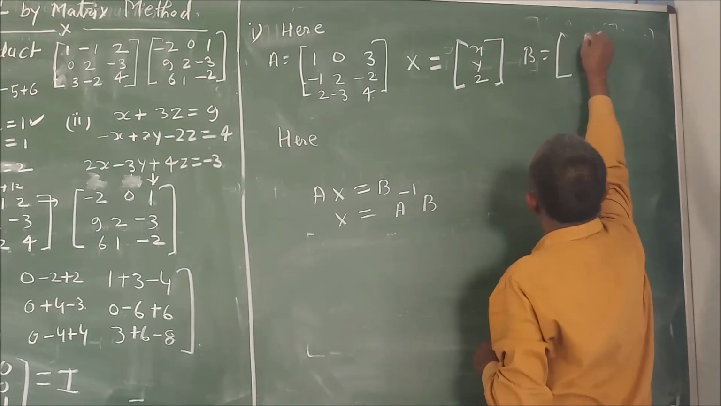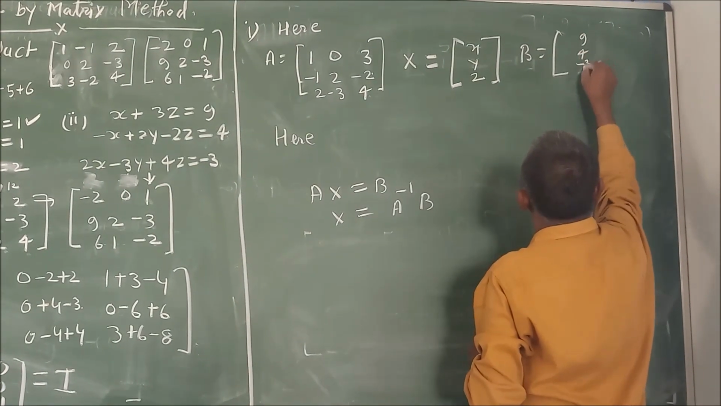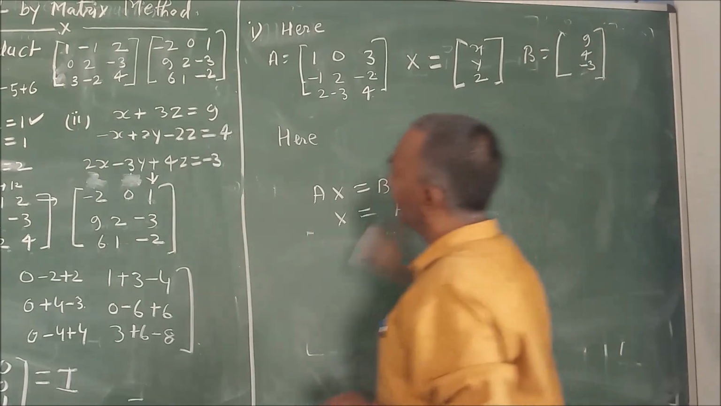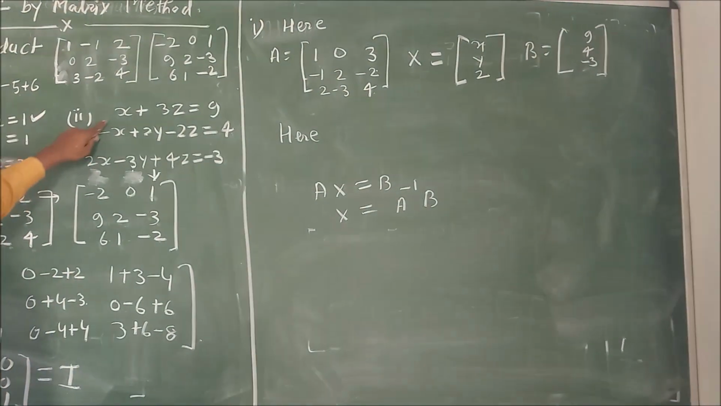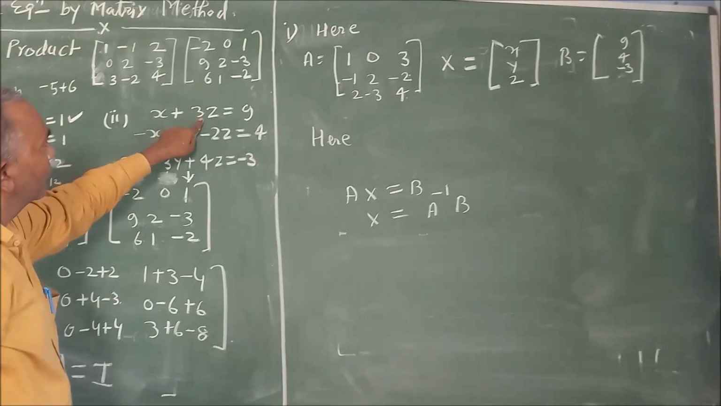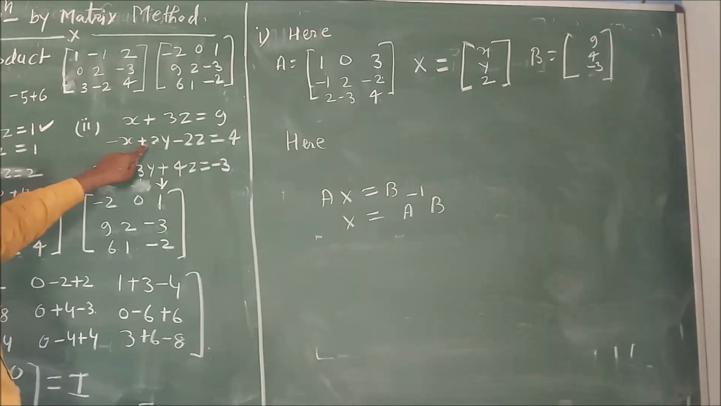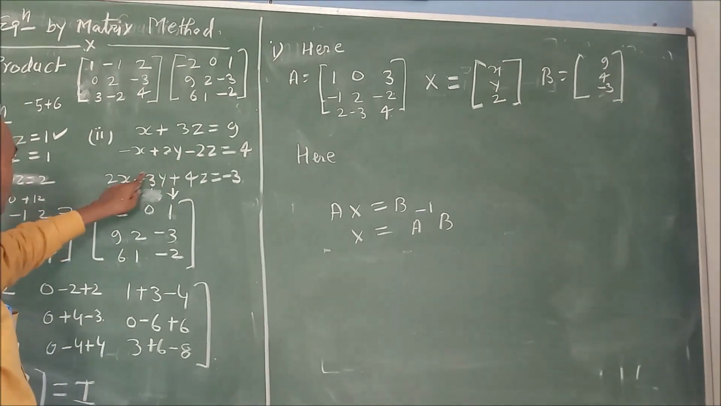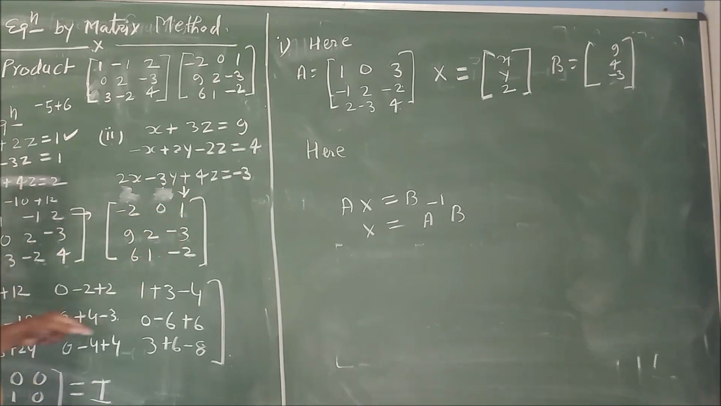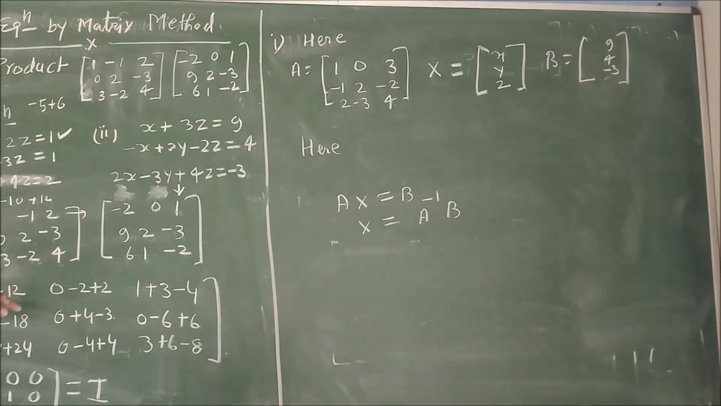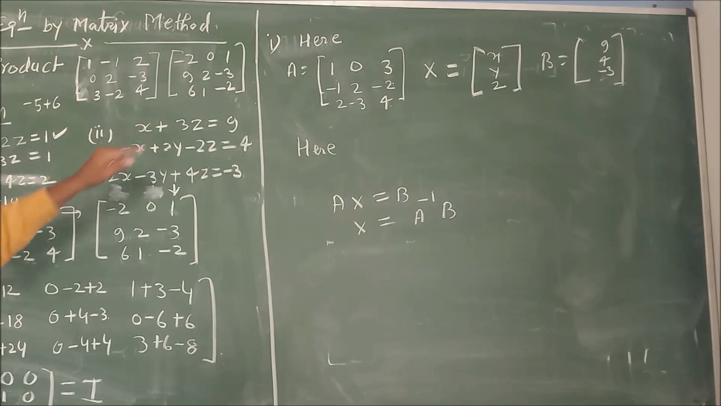This is your 9, 4 and minus 3. Check here. A is here 1, 0, 3, minus 1, 2, minus 2, 2, minus 3, 4. And comparison between these two. What is equal to this? Here, check here. 1, 0, 3.